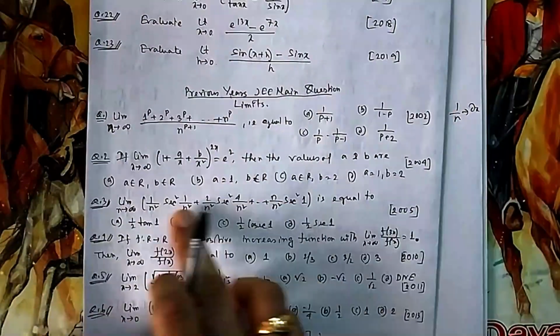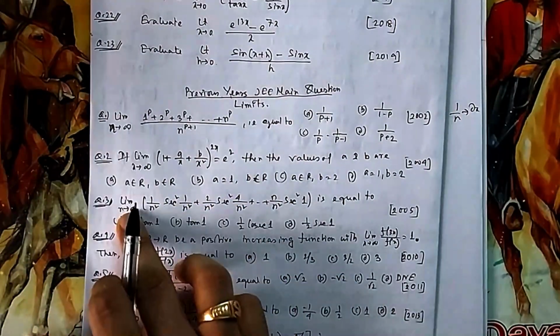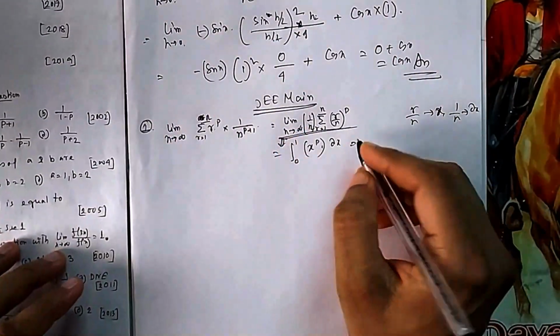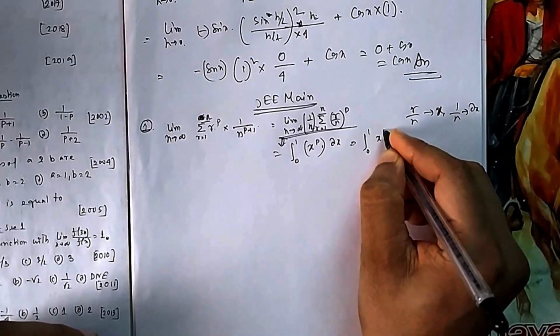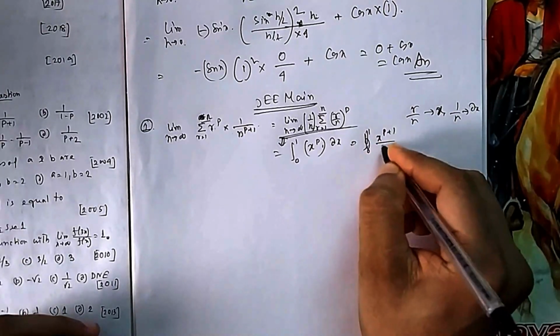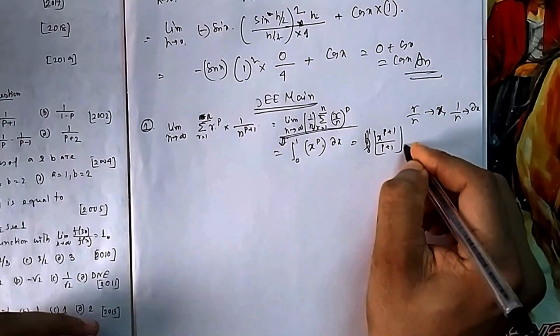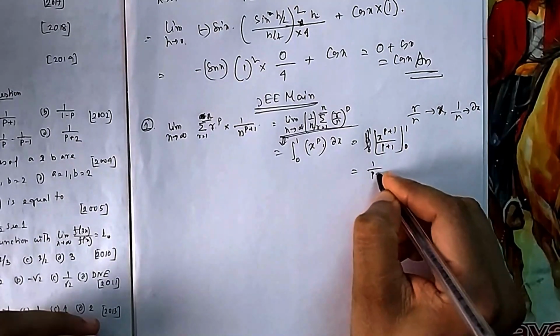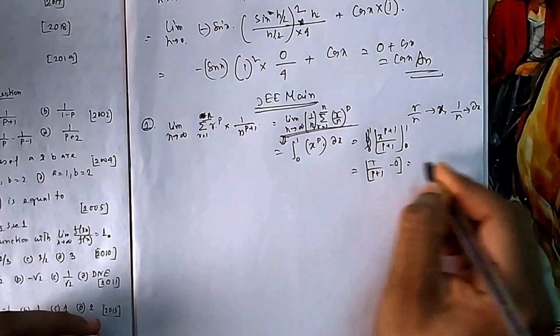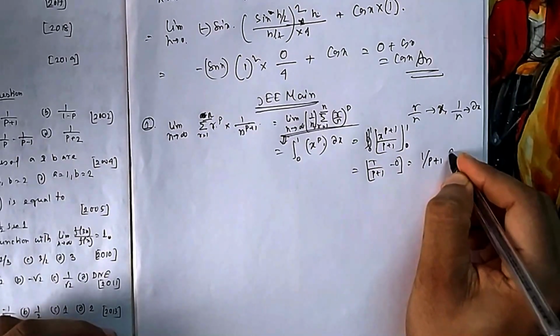So whenever you see a limit n tends to infinity and it is a series, you think of the definite integral format. So it is the integral from 0 to 1 of x to the power p, which is x to the power p plus 1 by p plus 1 from 0 to 1. If you put 1, then it is 1 by p plus 1. If you put 0, then it is 0. So your answer is 1 by p plus 1, that is your option A.